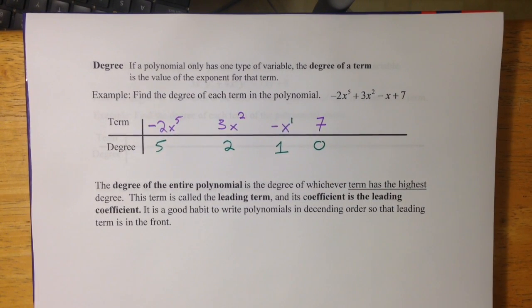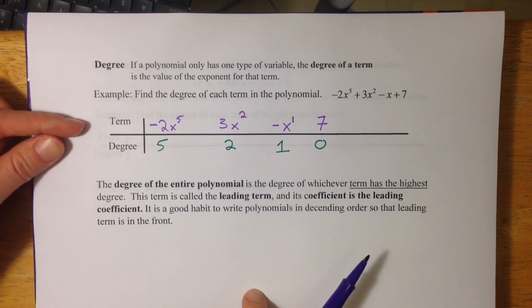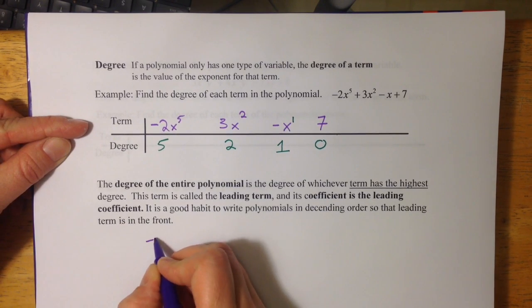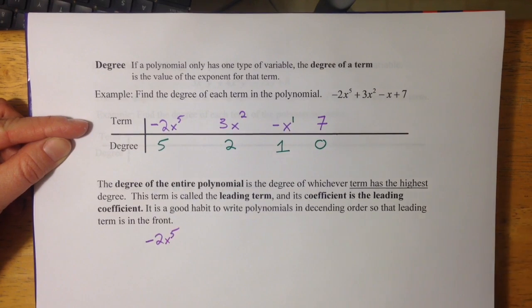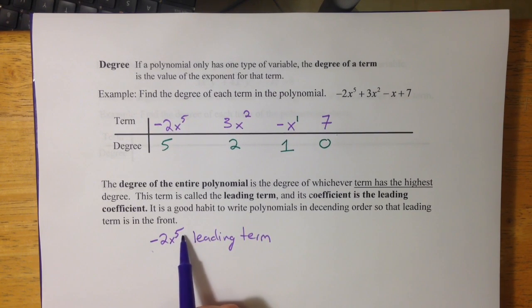Finally, the degree of the entire polynomial is the degree of whichever term has the highest degree. We call that term the leading term, and its coefficient is called the leading coefficient. It's a really good habit to write polynomials in descending order so that the leading term is always in front. Looking back at our example, the leading term was negative 2x to the fifth, which means that the leading coefficient was negative 2, and the degree of this entire polynomial is 5.